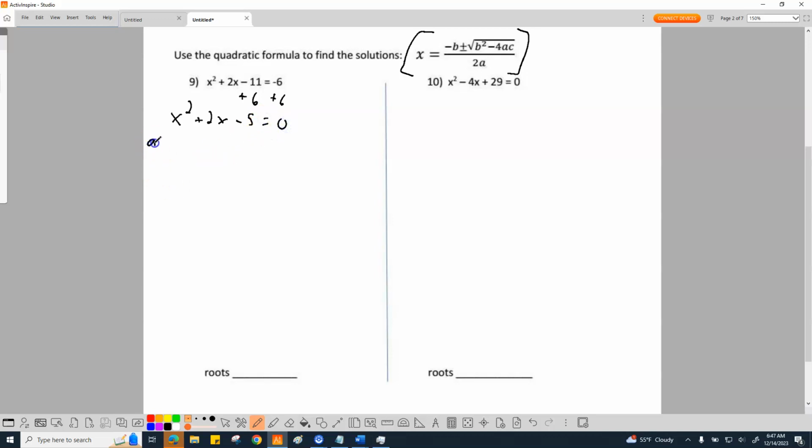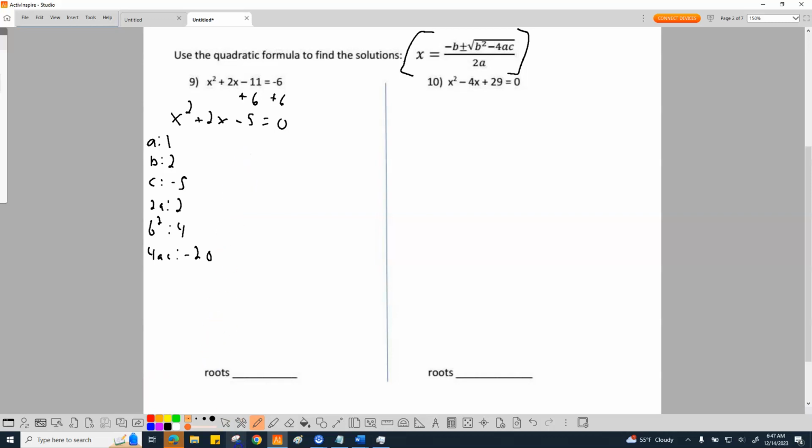Now I can go ahead and label everything. My a is 1, my b is 2, my c is negative 5. My 2a is 2 times 1, which is 2. My b squared is 4. My 4ac is, let's see, 4 times 1 is 4, times negative 5 is negative 20. So let's go ahead and plug this in.